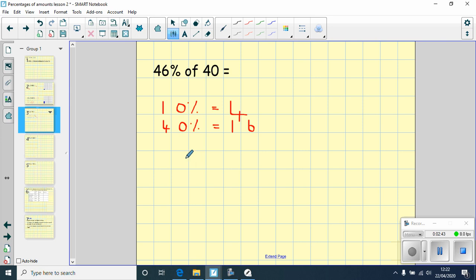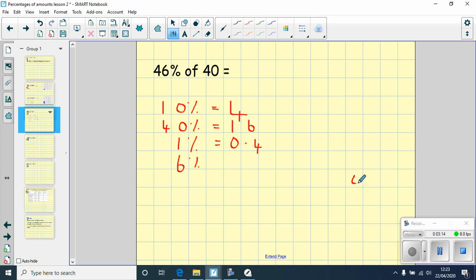So to find that 6%, I'm first of all going to find 1%. And I've just learned that to find 1%, I need to divide the number by 100. So 40 divided by 100, well, divided by 10 is 4, divided by 10 again is 0.4. But I don't want 1%, I want 6%. So like I did in the example before, to get from 1% to 6%, I've times it by 6. So I need to times this by 6 as well.